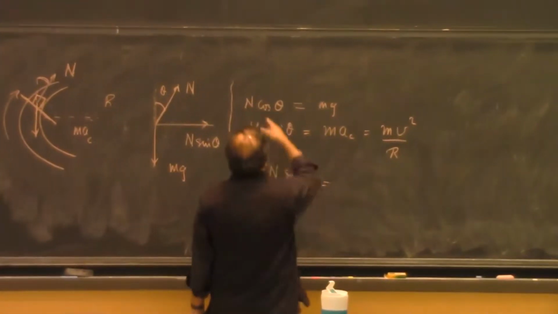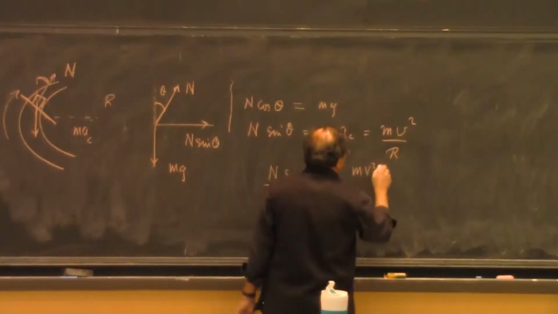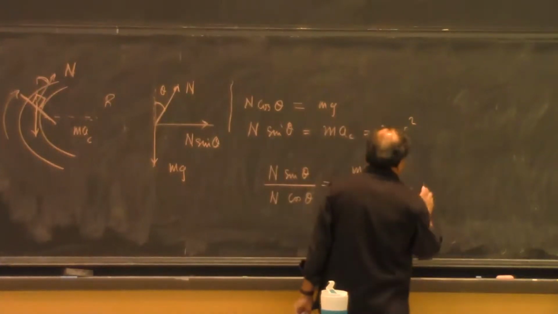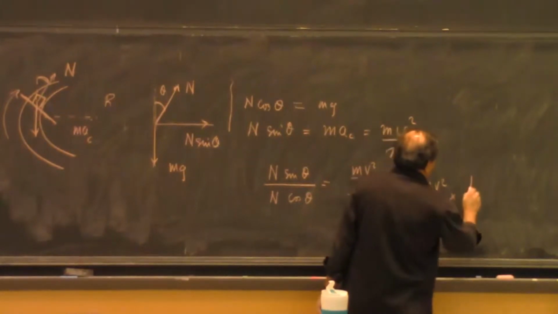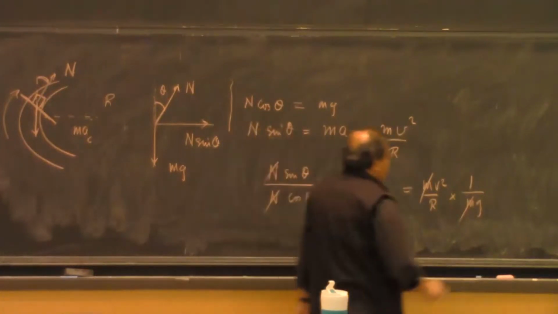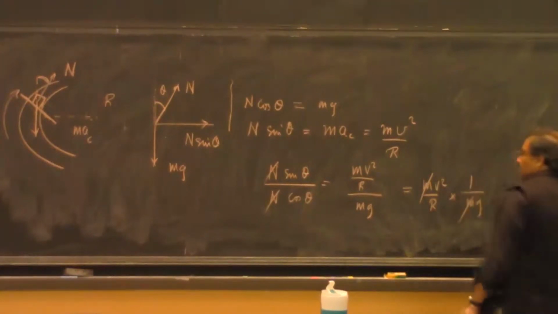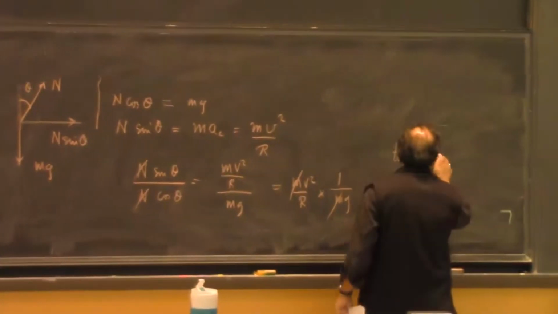So over here, n sine theta will give me mv squared over r, and n cos theta will give me mg. So therefore, I should be able to write mv squared over r times 1 upon mg. So m's will cancel out, n's will cancel out, which would give me tan of theta, right? The sine theta by cos theta is a tan theta. And then tan theta would be v squared over rg.